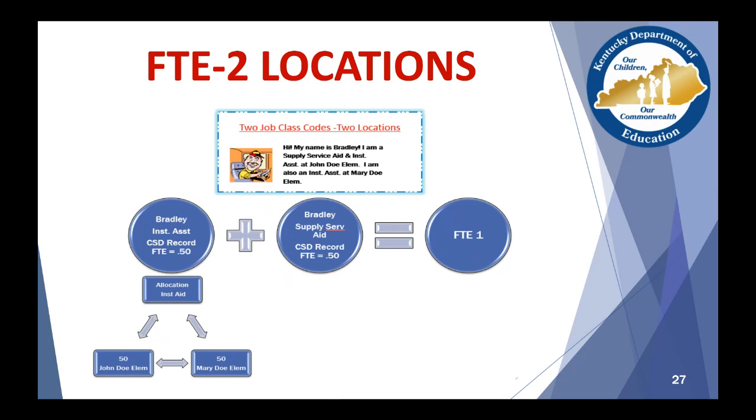So now Bradley has 2 job class codes, and at one of these job class codes, he has 2 locations. He is an instructional assistant and a supply service aide, as we saw on the previous screen, which equals 1 FTE. But where he's an instructional assistant, he works at 2 locations. So his allocation for that is going to be broken down 50% at John Doe Elementary and 50% at Mary Doe Elementary. This is an instance where you're going to see that allocation and FTE work together, but they are 2 different things.